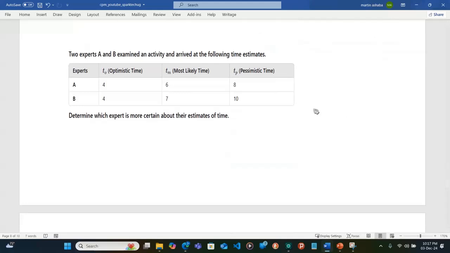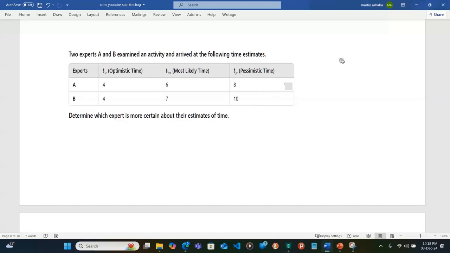So now we have two experts, A and B, who examined an activity and arrived at the following time estimates. The optimistic time is 4 for A, 6 for most likely time, and 8 for pessimistic. Then for B, he said this is 4, this is 7, and this is 10. Determine which expert is more certain about their estimates of time.